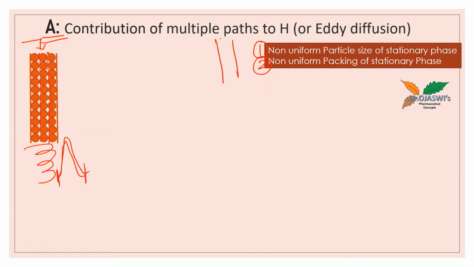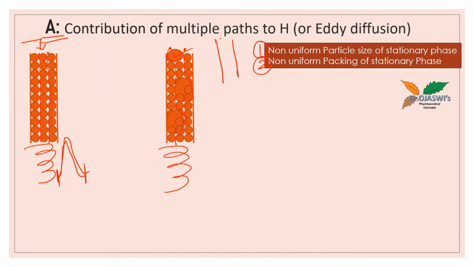But instead of this, if the particle size of the stationary phase inside the column is non-uniform, like this, that some of the particles are bigger, some are smaller, so in that case, suppose these are the two molecules which are passing down the column, this molecule will have a different path, whereas this molecule will have a different path. So these two molecules will pass over the detector at different times.